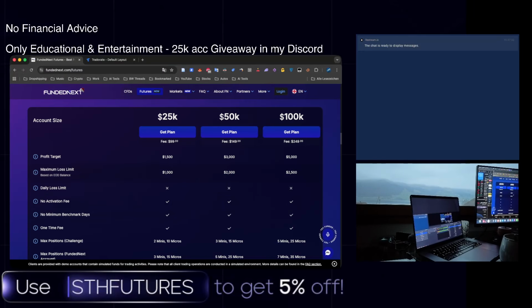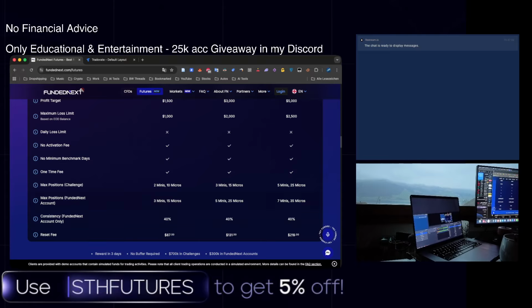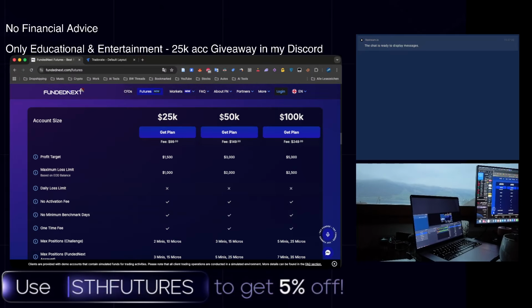But throughout the challenge, you can technically pass the account within 1 day, and after that you will have a 40% consistency rule. I will also make a more in-depth video about the consistency rule, because I don't want to explain this here yet on this video. This will be for the next one.